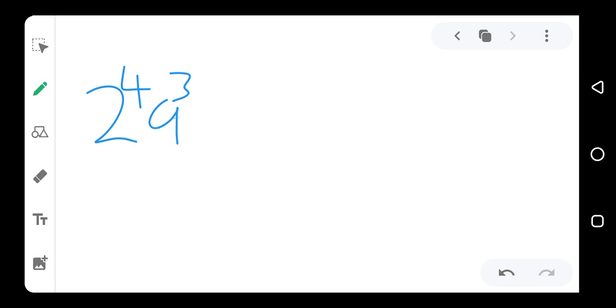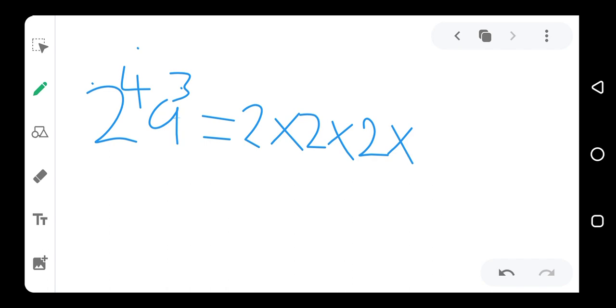We can convert this to expanded form, and for us to do it, we find the expanded form of 2 raised to power 4 and expanded form of a raised to power 3. We put everything together. For 2 we have 2 coming in 4 times: 2 times 2 times 2 times 2. Then this is 2 raised to power 4 in the expanded form.